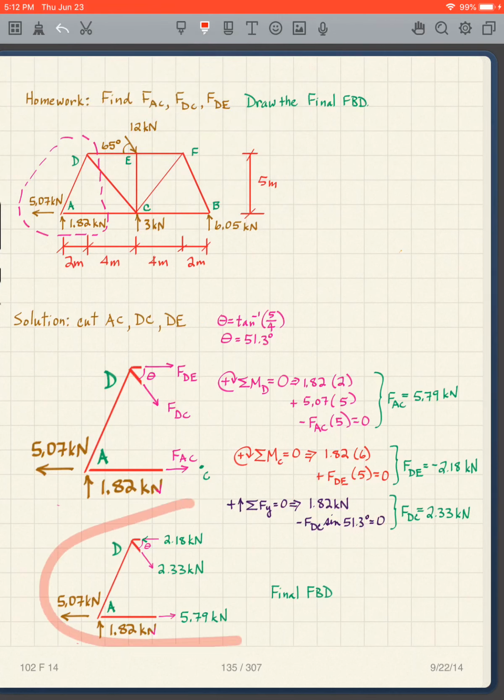Then I can draw my final free body diagram. Again, I can see that this is negative, compression, so it goes toward the point, toward the node, and the others are positive, so they go away from the node, away, away, and there's my final free body diagram right there.